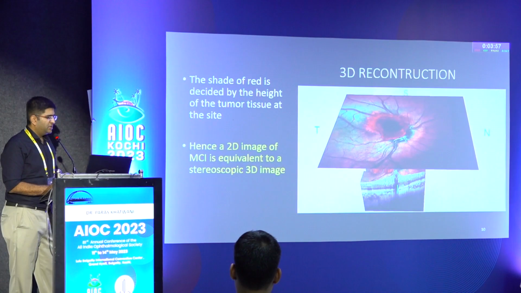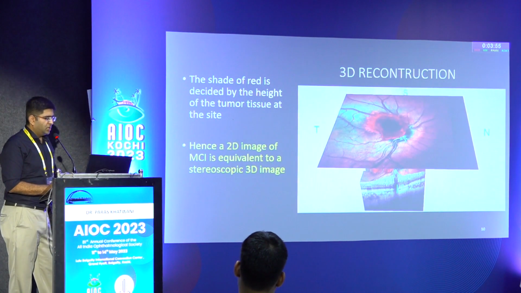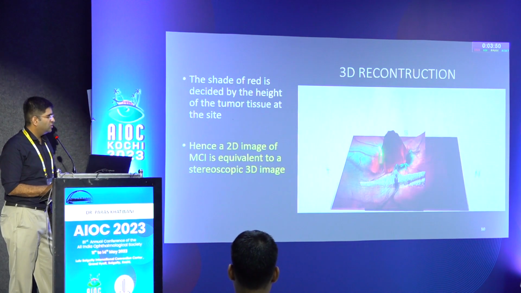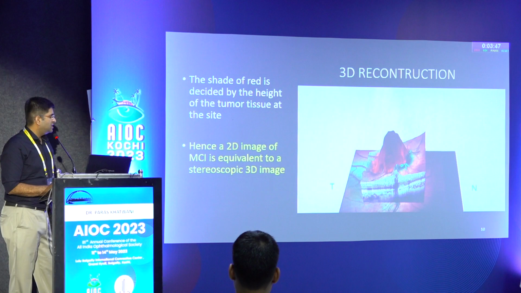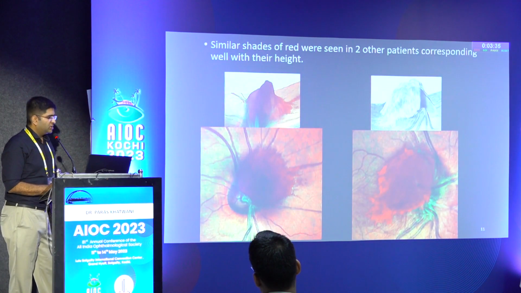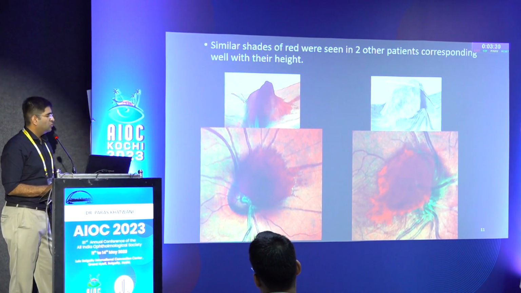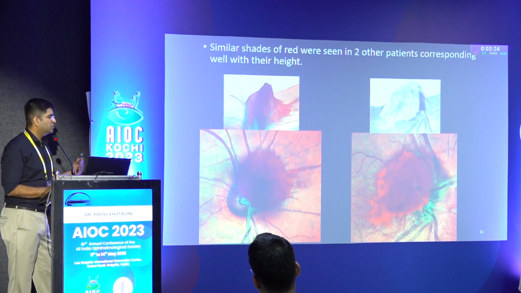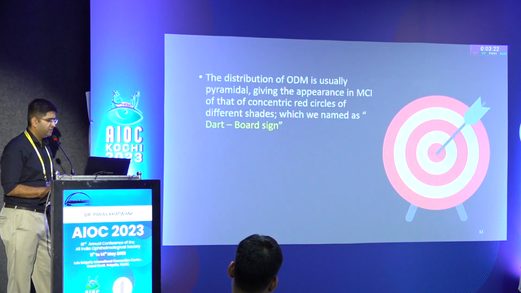So this is nothing but the 3D reconstruction of the image of the OCT. You can see that the darker the shade of red is, the more the height of the tumor is. So basically, MCI being a two-dimensional image is still equivalent to a stereoscopic 3D image, because the darker the shade of red that we see on the MCI, the more the height of the tumor. Similar shades of red were seen in two other patients. As you can see, wherever the shade is darker, you see a more heightened tumor there, and hence the height, the three-dimensional structure of the tumor, cannot be detected on the conventional fundus photograph.